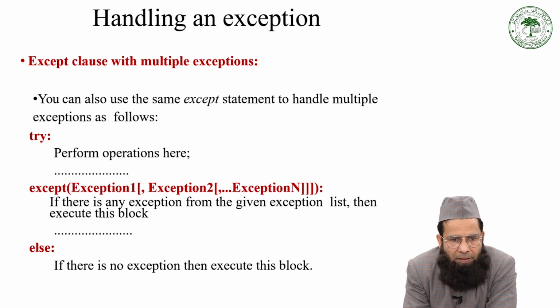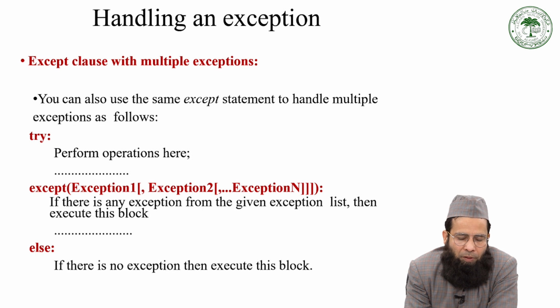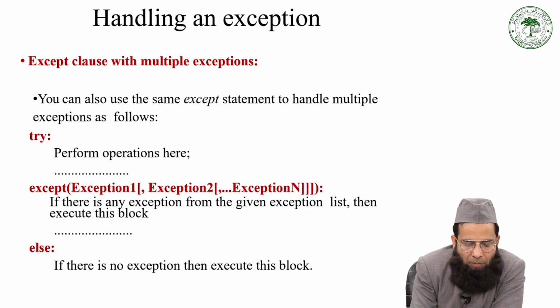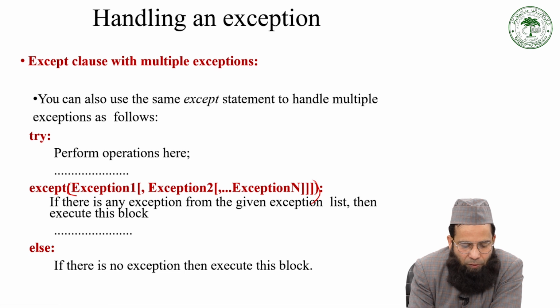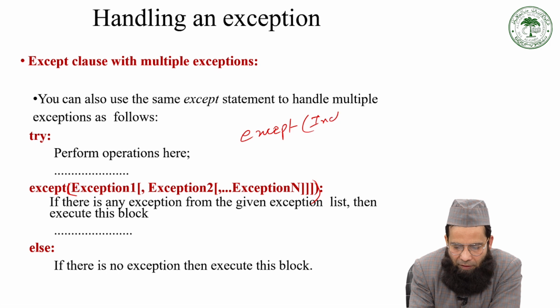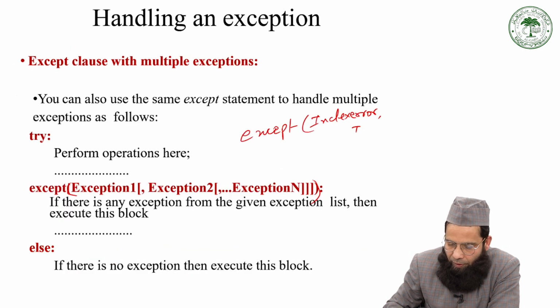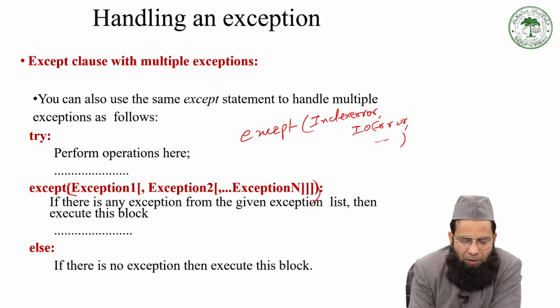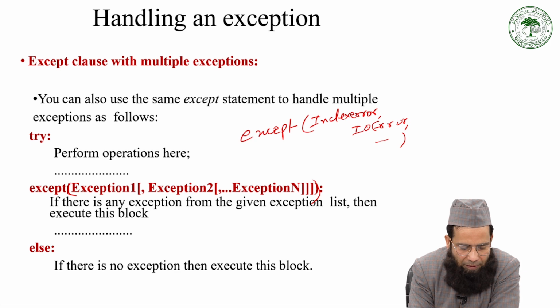Similarly, since we have seen you can include different exceptions with the except clause, another way is to use several exceptions inside except as a parameter. So let's say I am writing except index error. This is one type of exception. Input output error. So this is another type of exception, and so on. So I can include all these here in except, and else would be there.